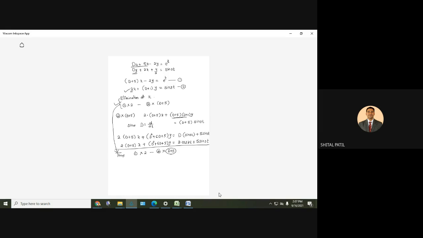Okay, equation number 1 into 2. So 2 into (D plus 5)x minus 4y, right? I multiplied by 2, so 2 e raised to t. And this part is here. Okay, so 2(D plus 5)x plus (D square plus 6D plus 5)y equal to 3 cos of 3t plus 5 sine of 3t.